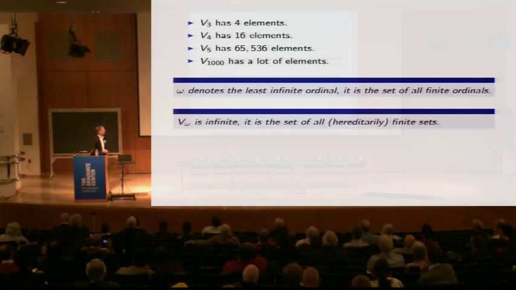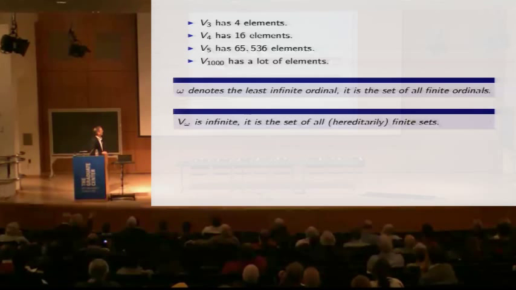Omega denotes the least infinite ordinal. It's a set of all finite ordinals. Remember, every ordinal is a set of all smaller ordinals. Omega is the first ordinal that can't be reached by adding 1. V omega, the corresponding fragment of the universe of sets, is infinite, and it's the set of all hereditarily finite sets. So V omega is really just the natural numbers with plus and times. It's another representation of that.